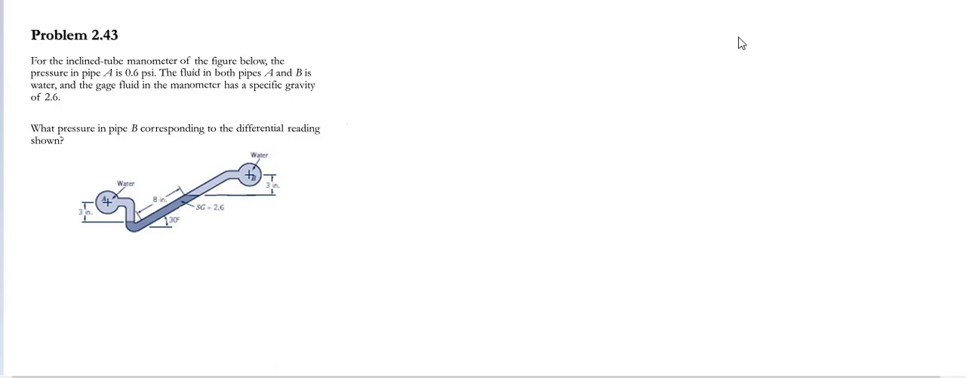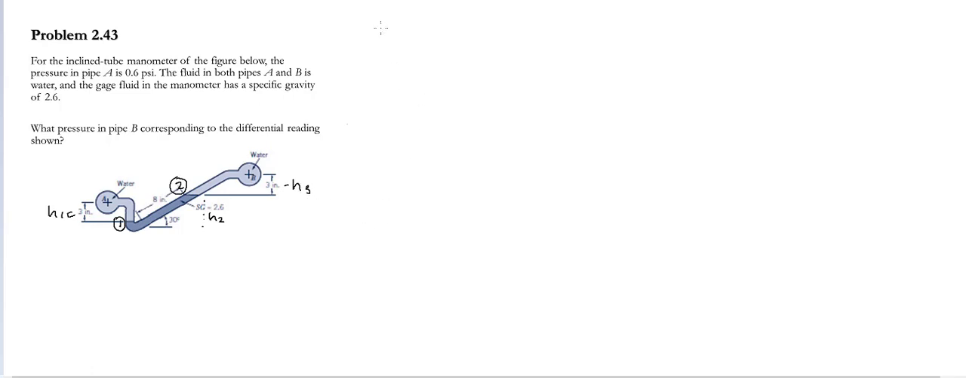reading shown. Okay, so we're going to label the points that we're going to use in our analysis. We have A. We're going to use this as point 1, this as point 2, and we're going to label the heights. I'm going to use this to be H1, and the elevation that we will have in the vertical component over here, I'm going to be H2, and this is going to be H3.